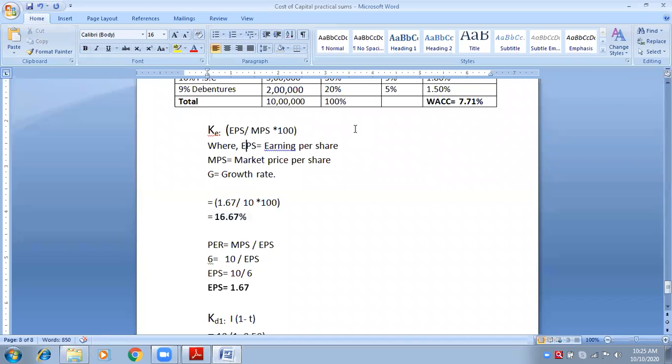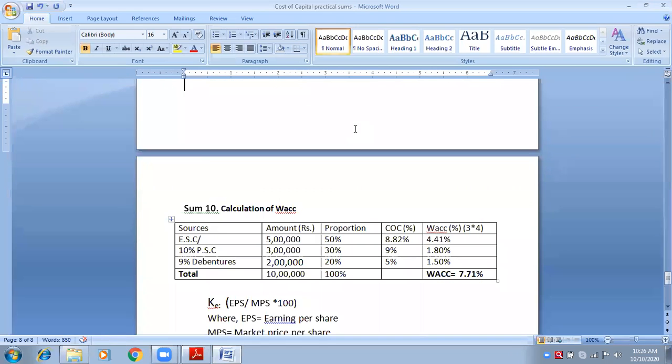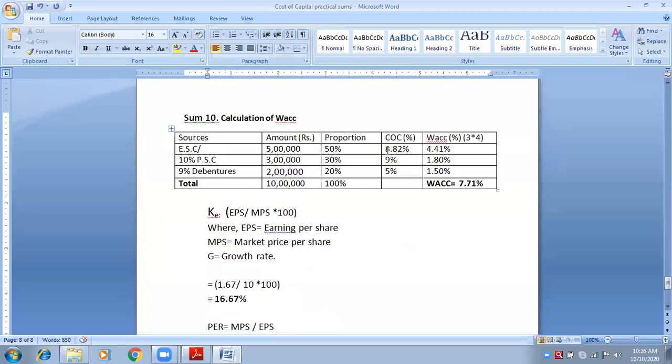This was the only new point because of which I am doing the sum. Otherwise, I would have given it to you in the form of homework. Just because of this point I am doing it.